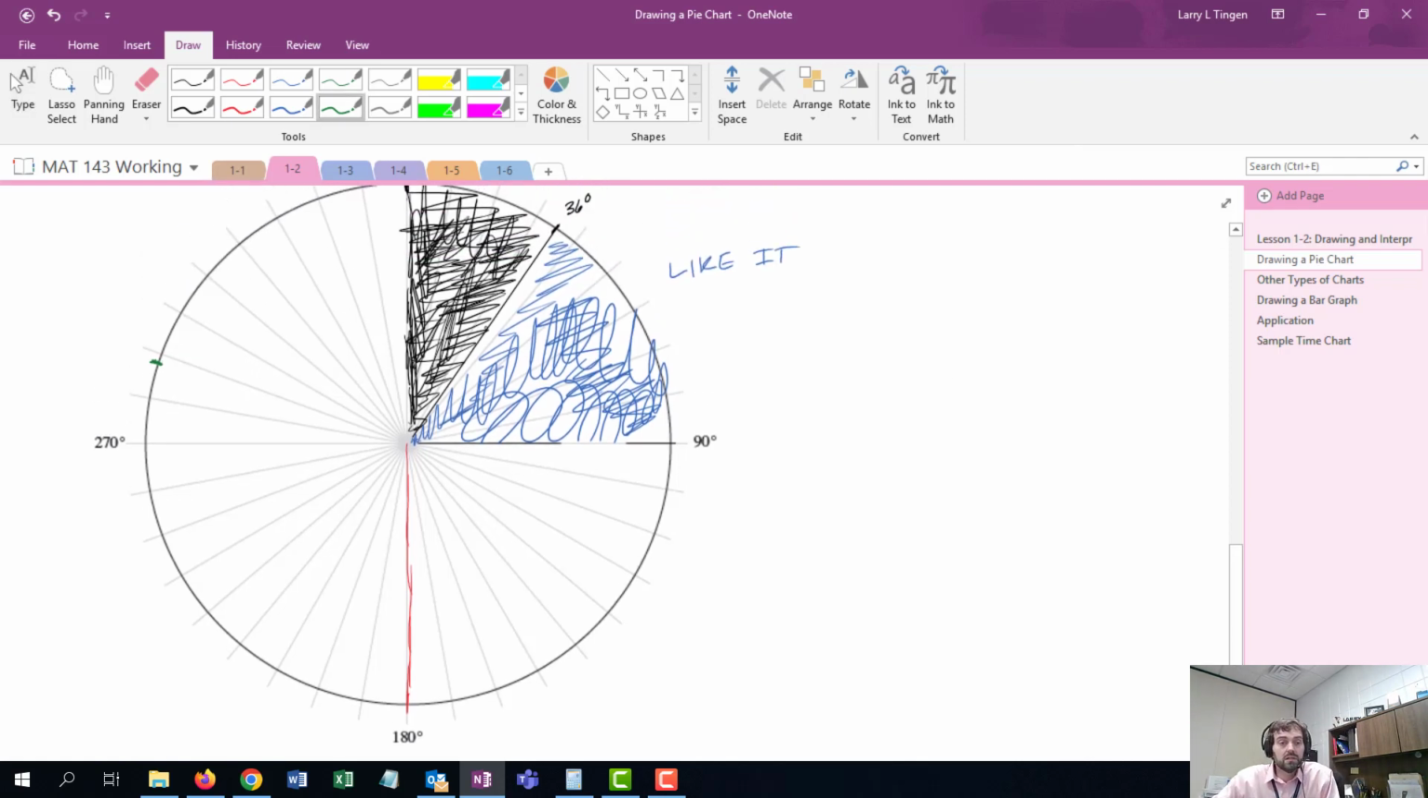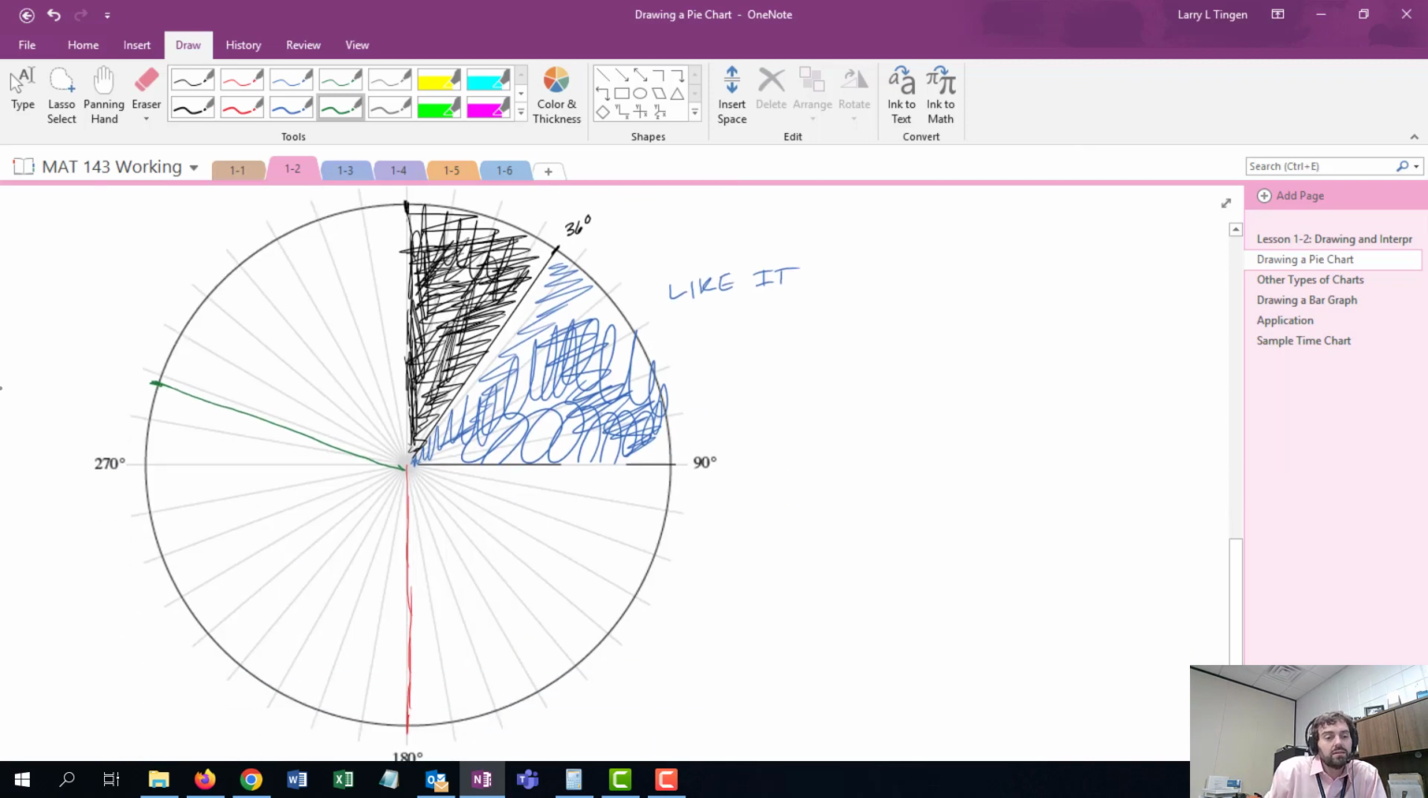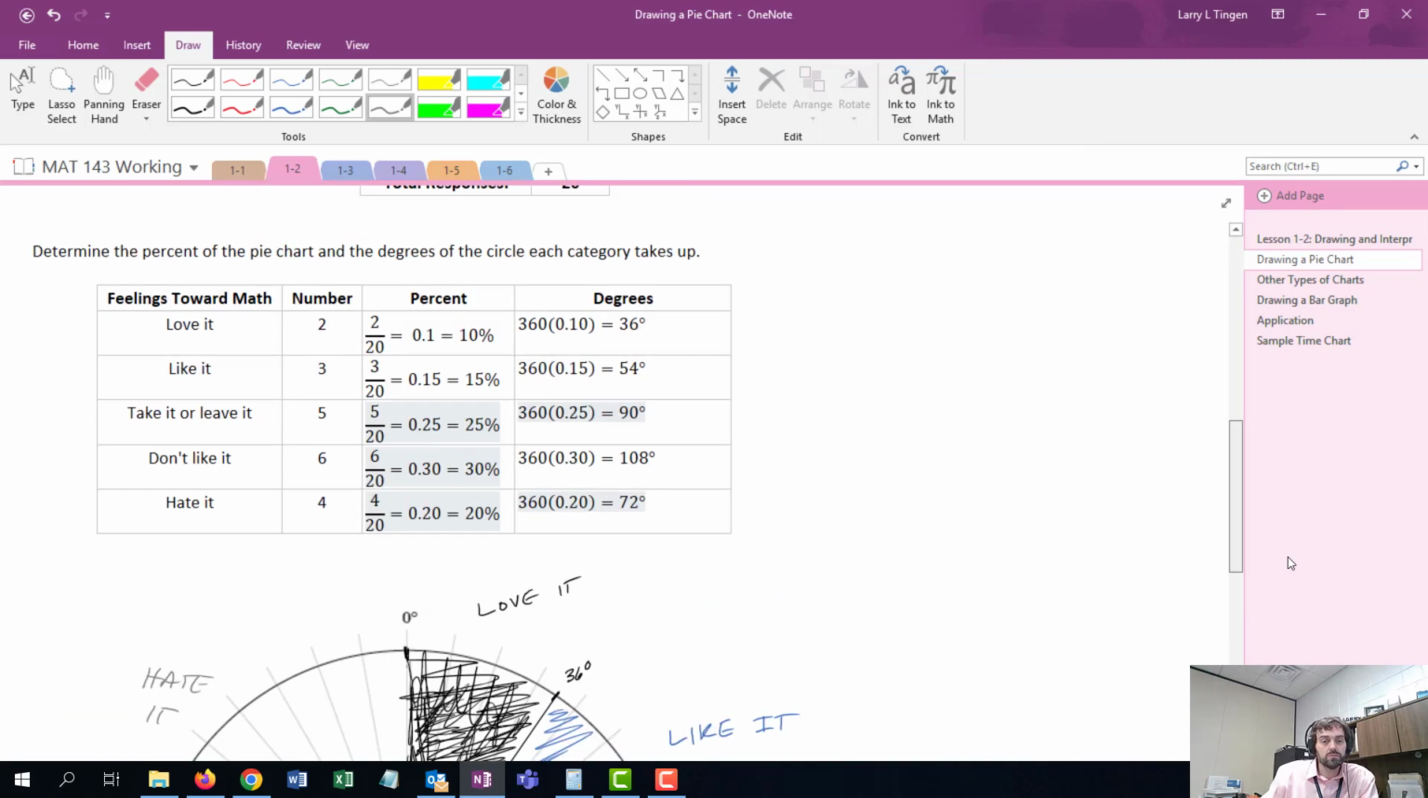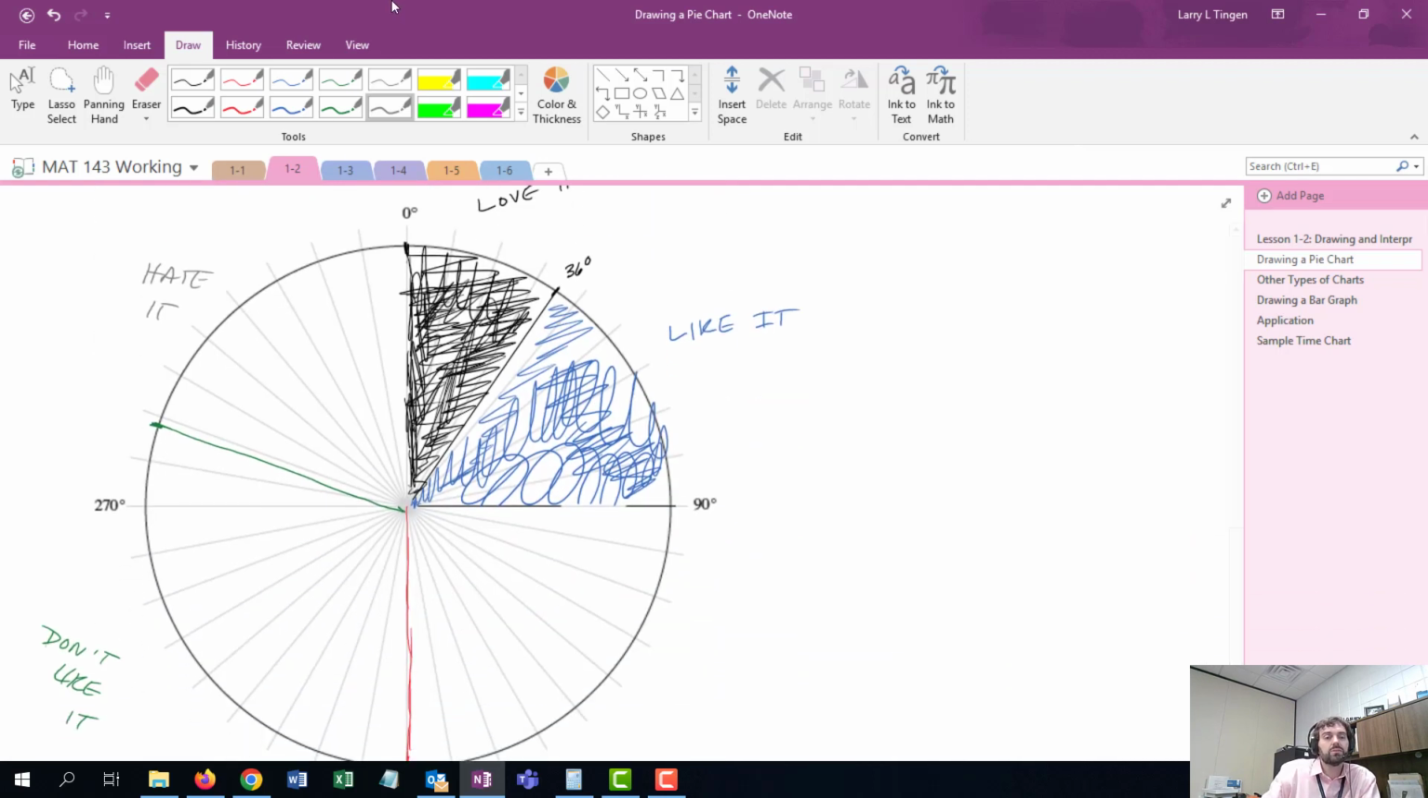And let's see if I can pull this off without messing it up too much. That's not bad. This is the don't like it. And then the last group up here would be the hate it. And we can check if we did it right, because what's left from 288 to 360 should be 72 degrees, and that's exactly right.